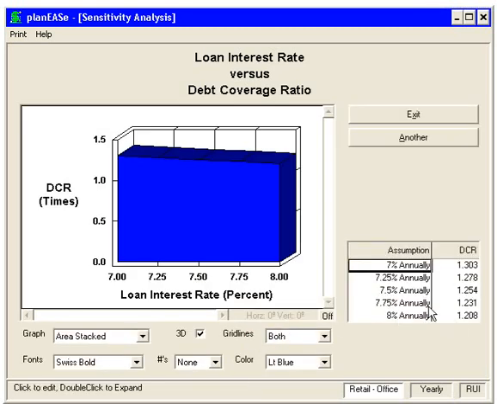So if we have a lower interest rate, that means we're going to have less debt service, which means we're going to have more ability to pay that debt service with the same NOI. So our debt coverage ratio increases. There's more safety for the lender.